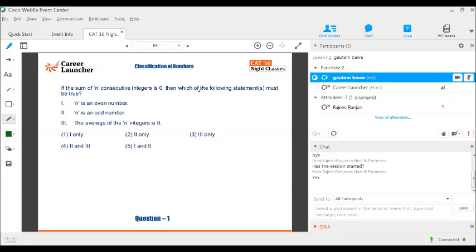The first question for today is based on classification of numbers. If the sum of n consecutive integers is 0, then which of the following statements must be true? Now I know that the sum of the first n natural numbers is n into n plus 1 by 2. The question here, however, is on n consecutive integers. If all integers are natural numbers, that means I'm going to add 1, 2, 3 and so on, then my sum can never be 0.